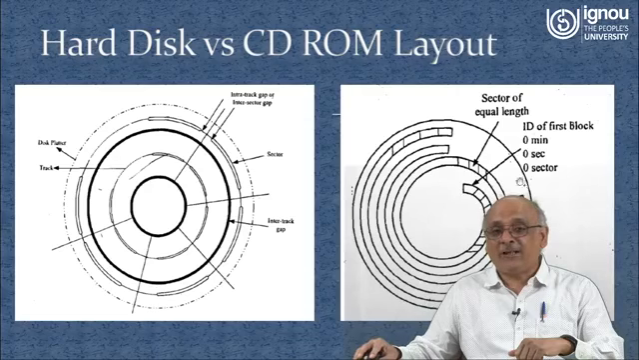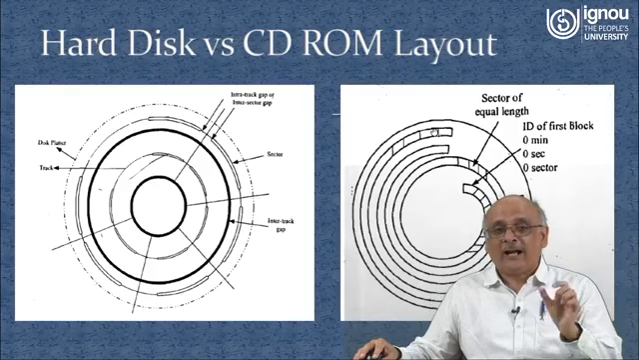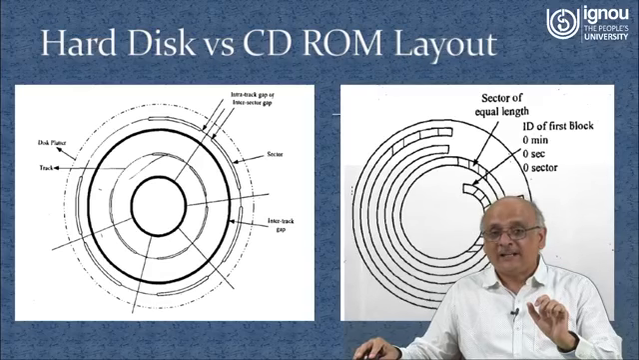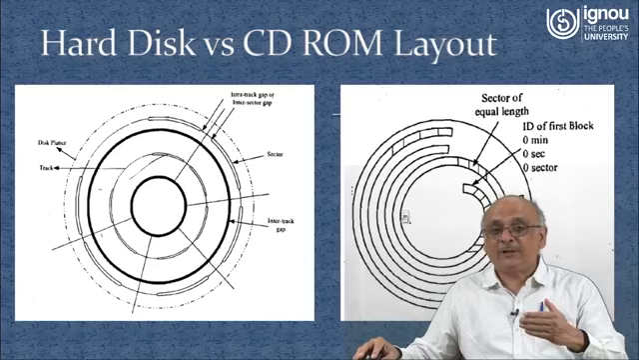That means if all the sectors are equal length, if I'm reading at the outermost, I'll be moving the disk slightly slower, because of the periphery. Whereas if I'm reading from the innermost, the disk will be rotating at a faster speed. That means the CD-ROM disk drive will require adjustment of speed.